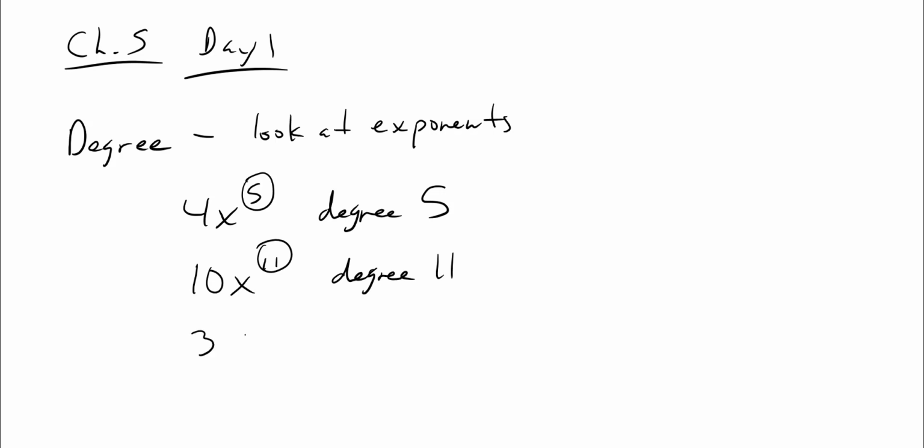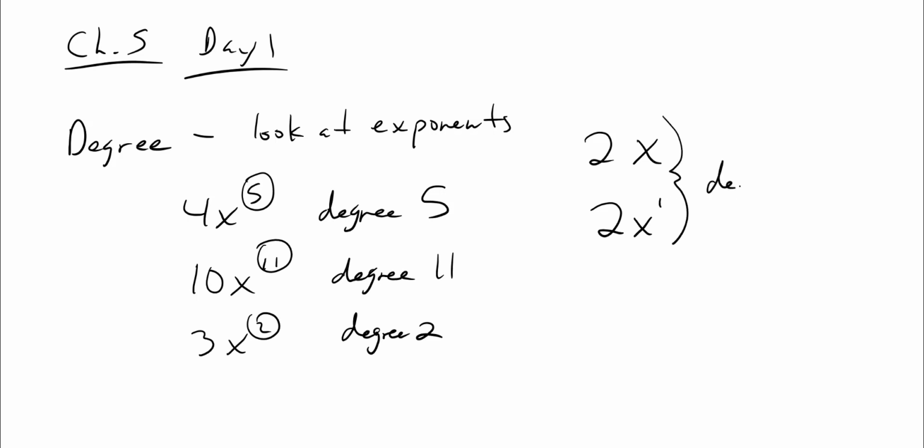So let's go down to a smaller one. How about 3x squared? Of course, that's degree 2. And how about just 2x? Well, you guys need to remember 2x is really 2x to the first power, right? So that's degree 1. That's important. If there's no exponent there, put a 1 there if you want, to help you out.